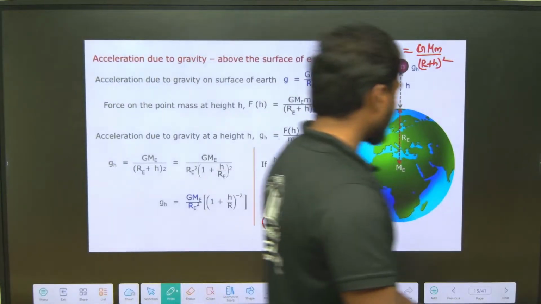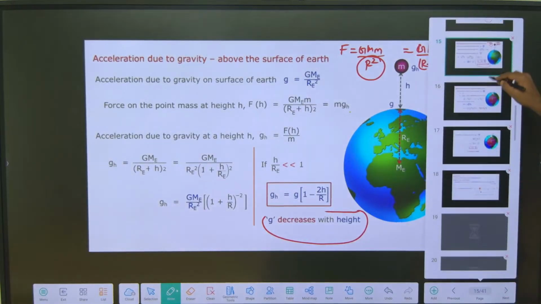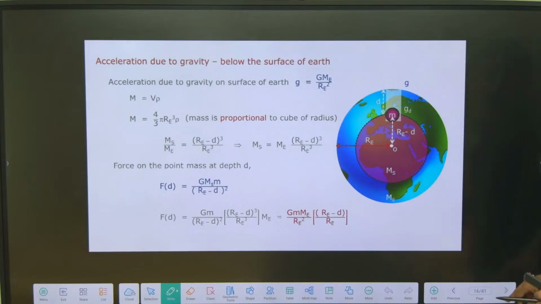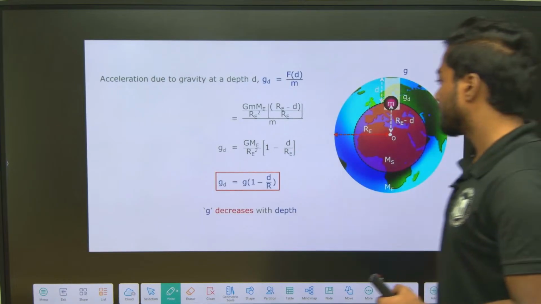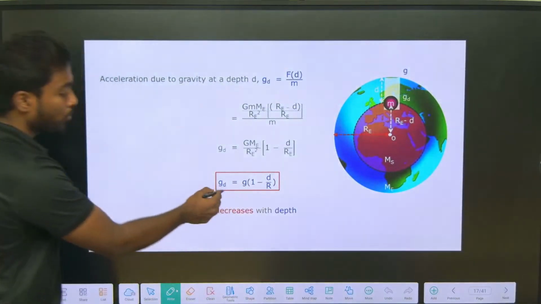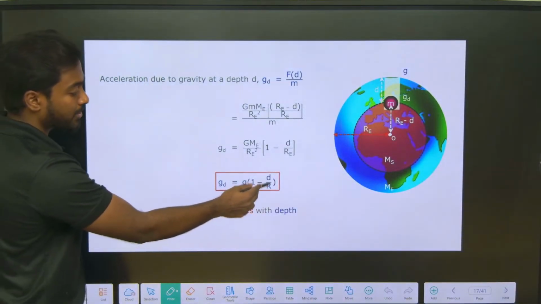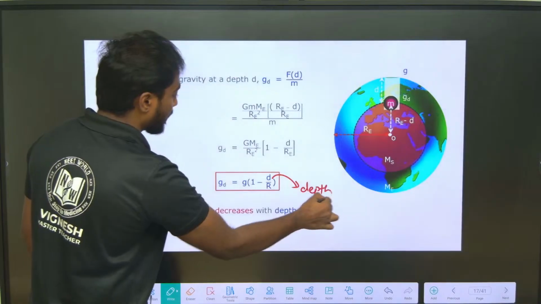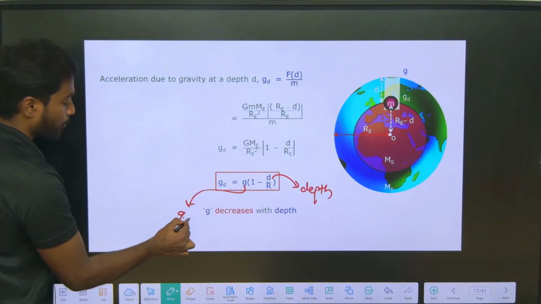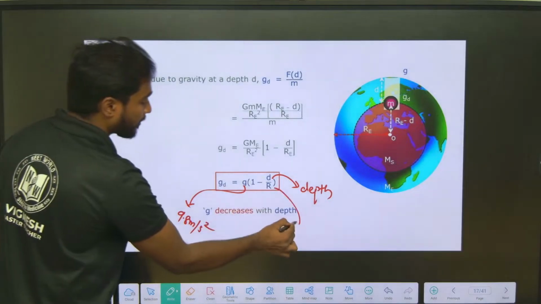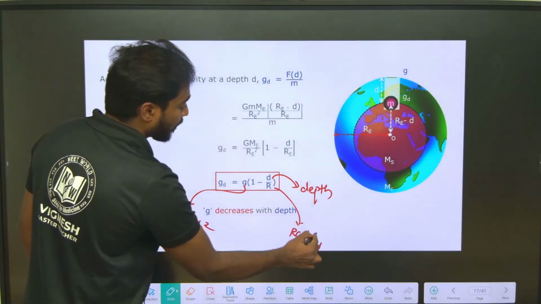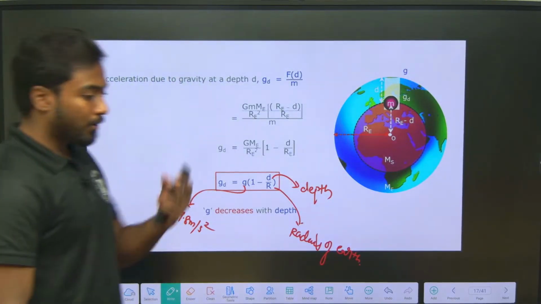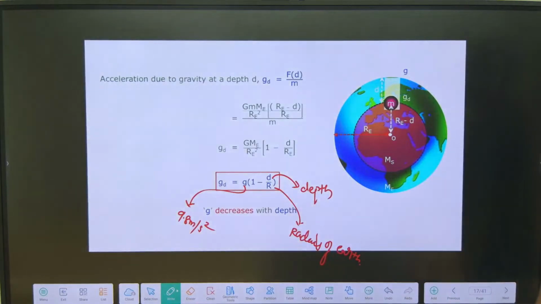Okay. So next one is acceleration due to gravity below the earth's surface. So let me give the direct formula for this. So gravity due to the depth will be equal to g into 1 minus d by R, where d is the depth and g is 9.8 meter per second square and R is the radius of earth, right. So this is the formula for the gravity at depth d.